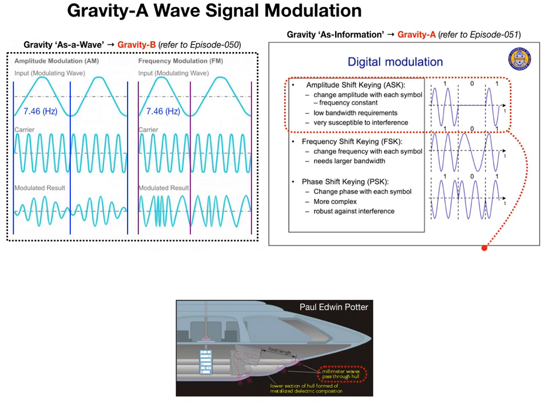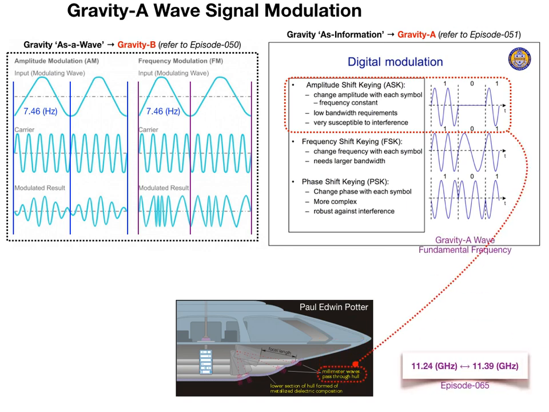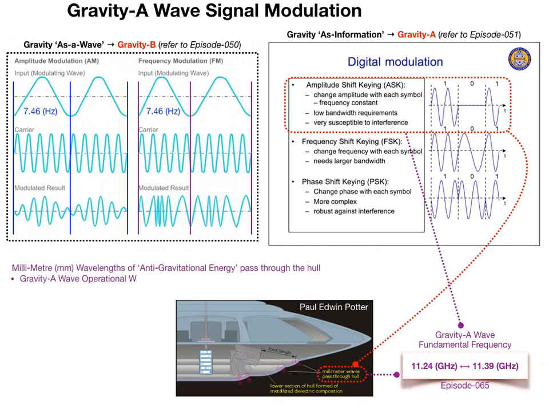On the left-hand side, we illustrate gravity as a wave, which represents the gravitational acceleration at the surface of the Earth. You will obviously notice the 7.46 Hz gravity B wave frequency, which we have derived in episode 50. This corresponds to greater than 99.9% of the value of 9.81 meters per second squared. In other words, one may consider the value of 7.46 Hz to mean 9.81 meters per second squared and vice versa. That's a little simplistic, but nevertheless it is appropriate.